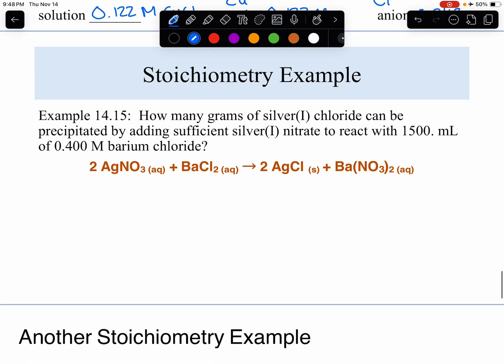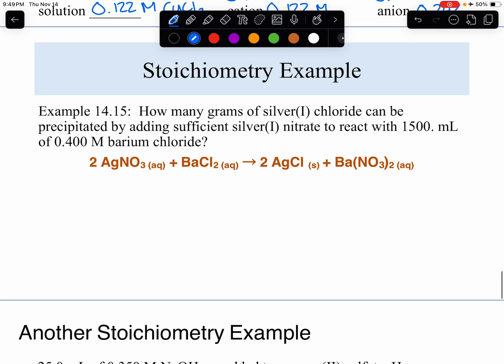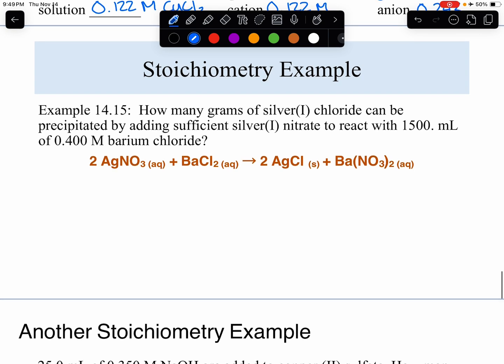All right, now, the last way we're going to use molarity and dilution is in stoichiometry. So we have 2 more final examples to finish us up. What we have going on here is: how many grams of silver chloride can be precipitated, which just means that it's producing a solid? You can see that right here, the little s, by adding sufficient silver nitrate to react with 150 mL of barium chloride. So a lot of information here.